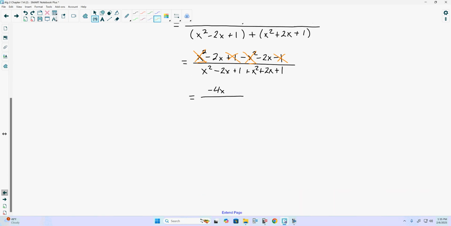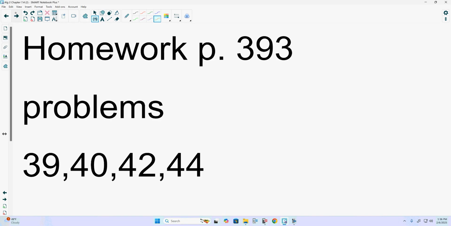On bottom, x squared plus x squared is 2x squared. Negative 2x plus 2x is 0, and 1 plus 1 is 2. There's a greatest common factor of 2 between our 2x squared and 2. And the negative 4 over 2 is going to reduce to negative 2x over x squared plus 1. And it's kind of interesting that that entire thing reduces to just that. But nothing that crazy on the homework.